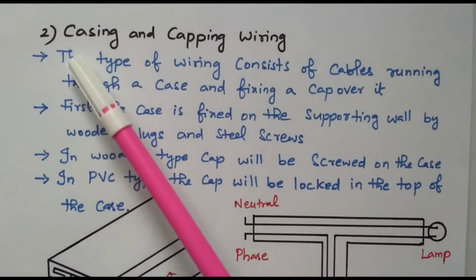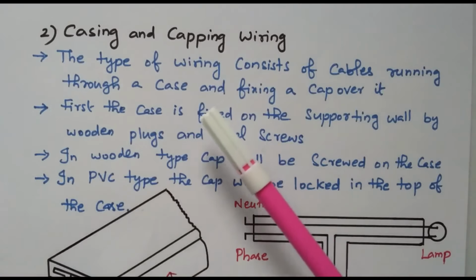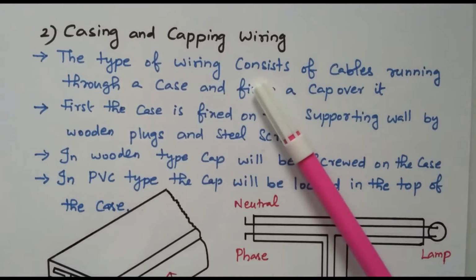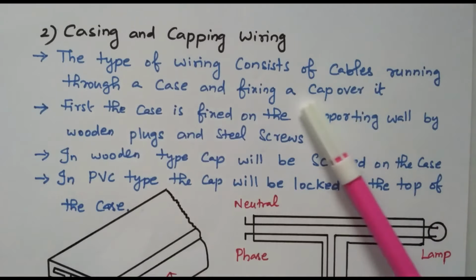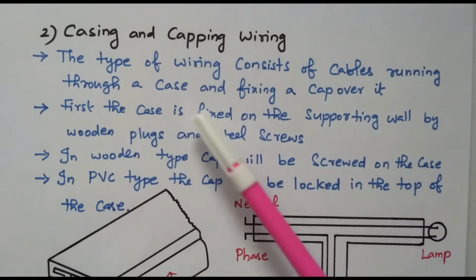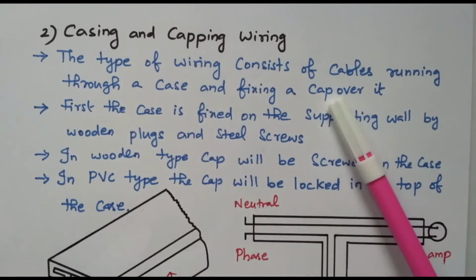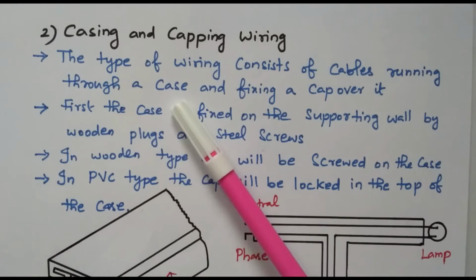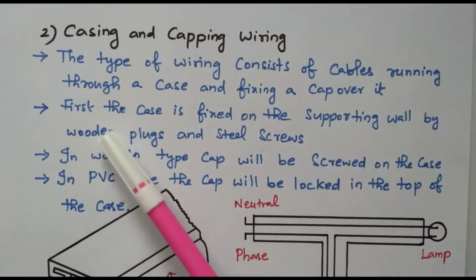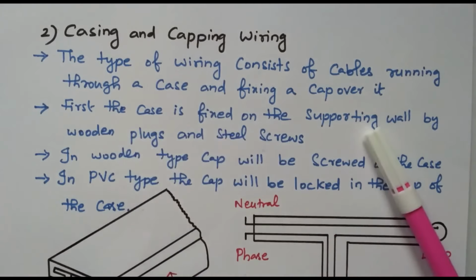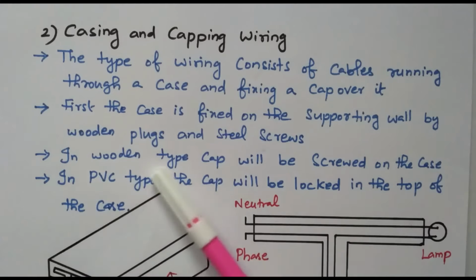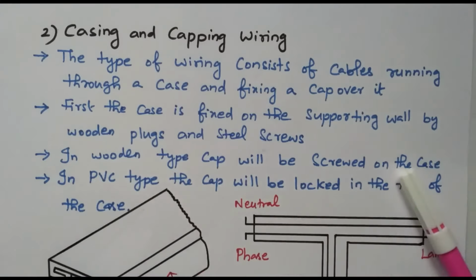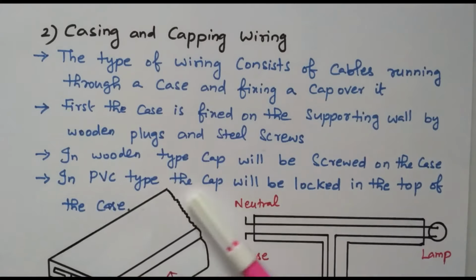The second type is the casing and capping wiring. This type of wiring consists of cable running through a case and fixing a cap over it. So here also two parts are available, case and cap, that is fixed on the wall through which the wires are running. First the case is fixed on the supporting wall by wooden plugs and steel screws. In wooden type, the cap will be screwed on the case. In PVC type, the cap will be locked on the top of the case.